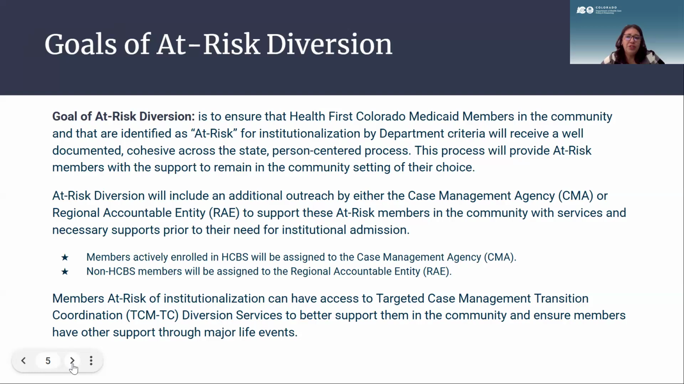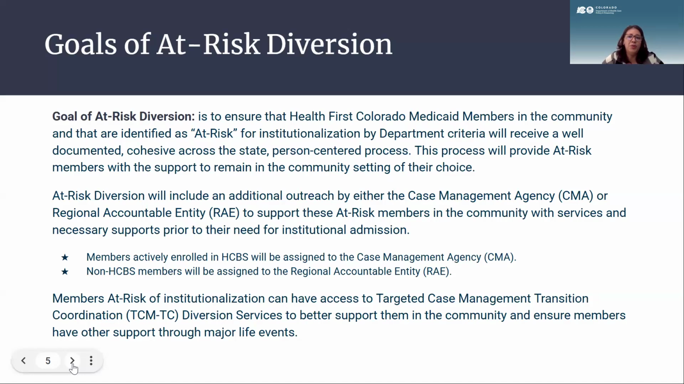So the goal of at-risk diversion is to ensure that Medicaid members living in the community who are identified as at risk for institutionalization by the department have the supports and services that they need to remain in a community setting of their choice. This will include additional outreach by CMAs and RAIs to support these members in the community prior to their need for institutional admission. So how are these members being assigned to a CMA and RAI? It will depend on whether they're enrolled in HCBS. Members enrolled in HCBS will be referred to the CMA, and non-HCBS members will be referred to the RAI.